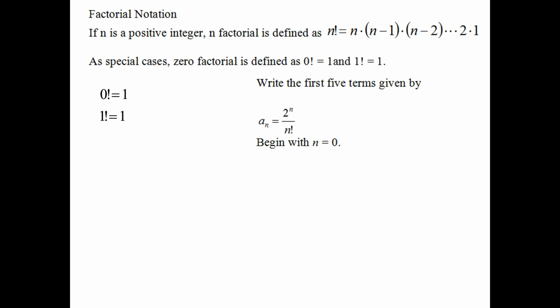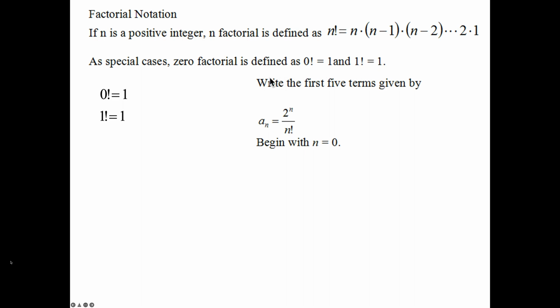Our next special sequence is called factorial notation. So if n is a positive integer, n factorial, that's the exclamation point, is defined as n factorial equals n times n minus 1, take 1 away from the n, times, now take 2 away from the n, and you keep taking away 1 each and every time until you get down to 1, and you multiply all these numbers together. So our special cases for our factorials is going to be 0 factorial by definition will be 1. 1 factorial will be 1.